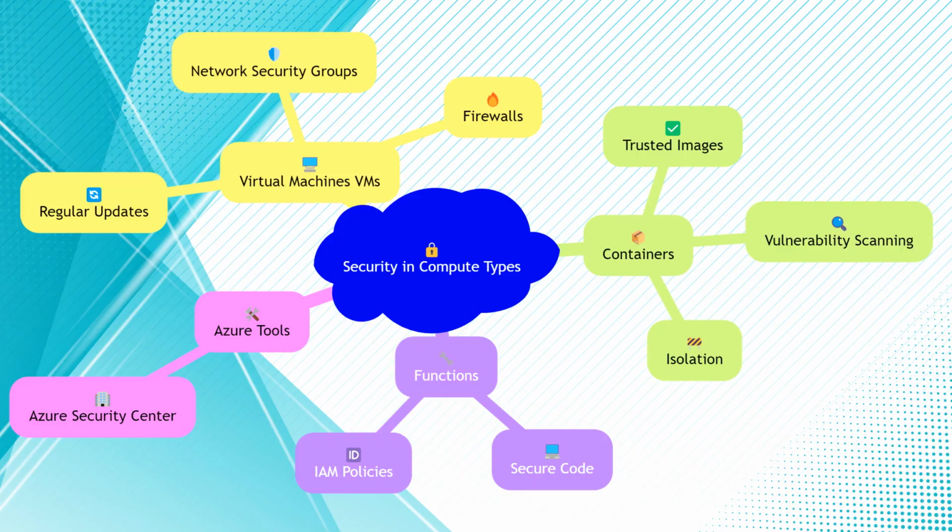Security is a critical aspect of any compute type. For VMs, ensure that operating systems and applications are regularly updated and patched. Use network security groups and firewalls to control access. For containers, implement security best practices such as using trusted images, scanning for vulnerabilities, and isolating containers. For functions, focus on securing the code and managing access through identity and access management (IAM) policies. Azure provides various security tools and services, such as Azure Security Center, to help you secure your compute resources.